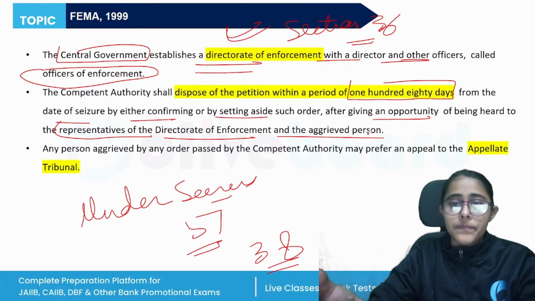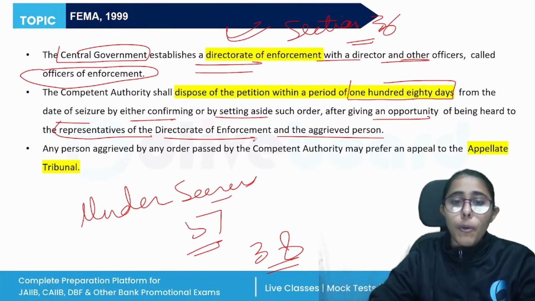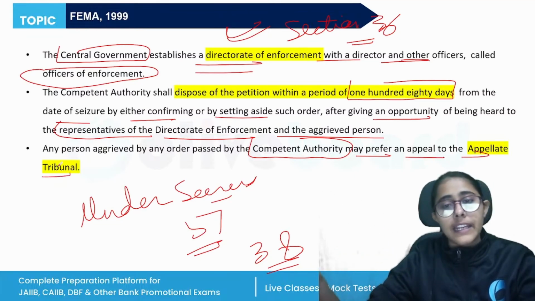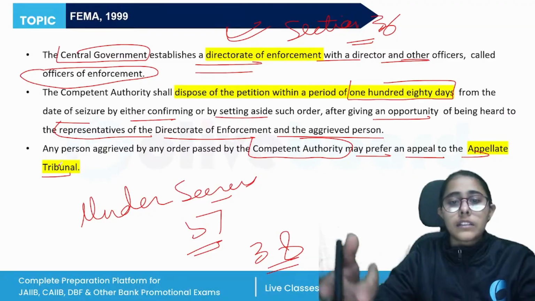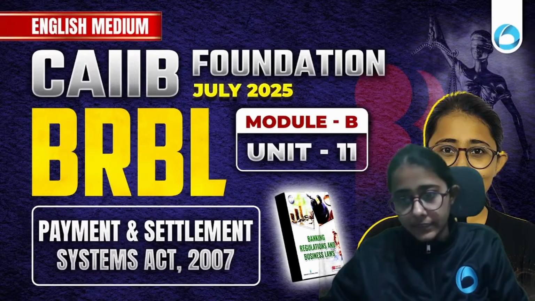All right. And finally, if any person is aggrieved by an order passed by the competent authority, then they may prefer an appeal to the appellate tribunal, which is again set up for the particular purpose. Payment and Settlement Systems Act of 2007.